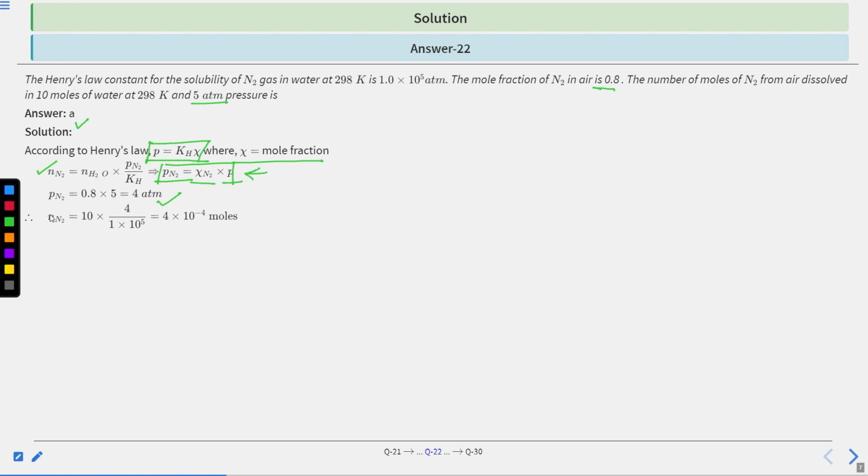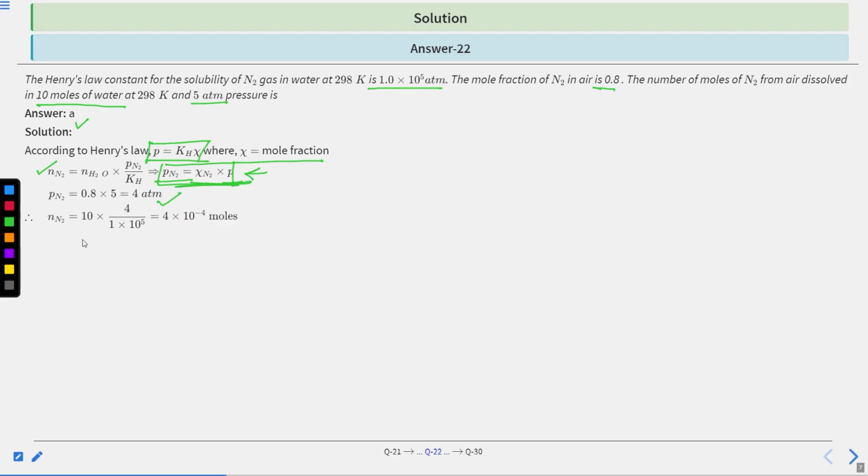So we have moles of nitrogen, which we have to find out. Moles of nitrogen equals the moles of H2O, which is 10 given in the question, so 10 multiplied by the pressure of N2, that is 4 atmosphere, which we have just calculated from this equation. So 4 divided by the KH value. KH is 1 into 10 to the power 5 atmosphere.